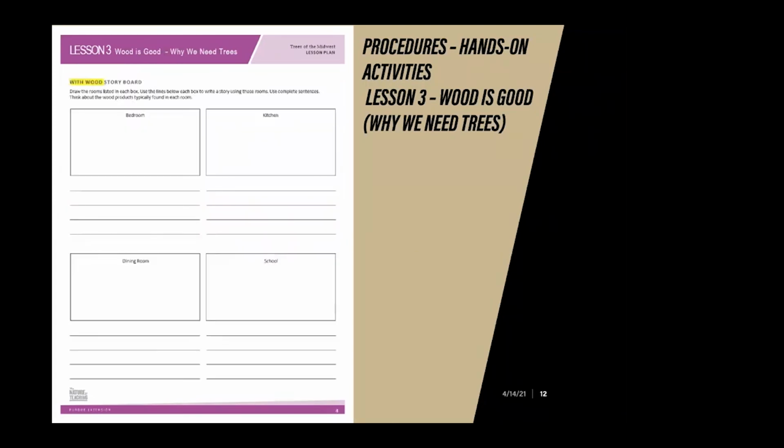This is a copy of the blank With Wood storyboard that you will provide your students. Each group only needs one sheet and will work together to create the story. In the empty boxes, students can draw the different types of rooms that are listed. In the lines below the boxes, they can begin to write the parts of their stories that focus on those specific rooms. In the following slide, I will show you an example of a completed storyboard.